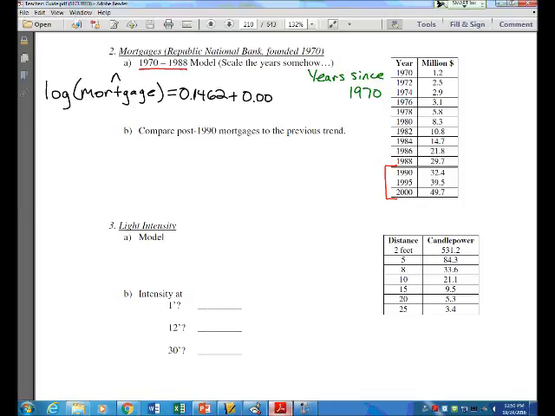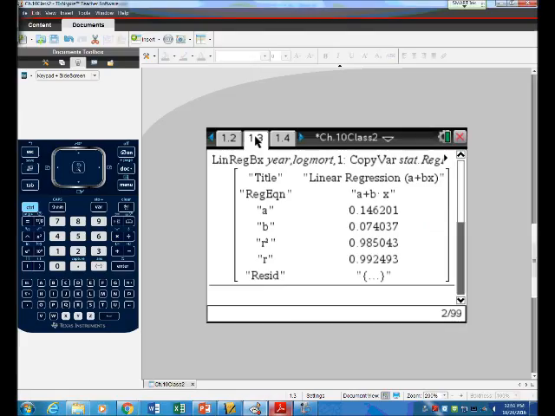So it wants me to compare these post-90s mortgages. So what I'm going to do is find what the model predicts for 1990, 1995, and 2000. Now I'm going to show the work for 1990 so you remember how to deal with logs. So I'm going to type in F2, and it would be years since 1970. So 1990 is 20 years since 1970. So F2 of 20.